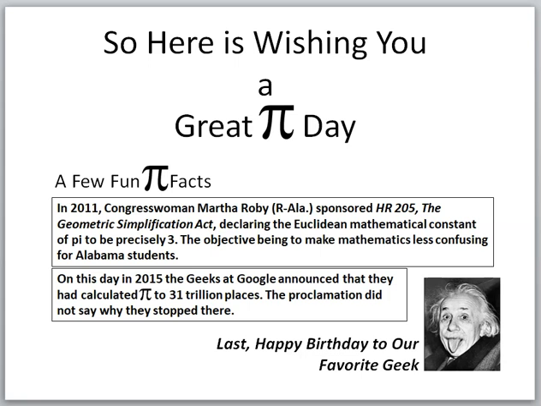In 2011, the Alabama legislature considered H.R. 205, the Geometric Simplification Act, declaring the Euclidean mathematical constant pi to be precisely 3. The objective being to make mathematics less confusing for Alabama students. And more importantly, on this day in 2015, the geeks at Google announced that they'd calculated pi to 31 trillion places. The proclamation did not say why they stopped there.